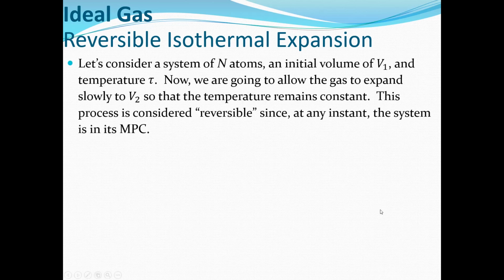All right. So we're going to talk about a reversible isothermal expansion. So let's consider a case where we have a gas or a system of n atoms. It starts with some initial volume at a temperature. Now we're going to allow it to expand, and we're going to allow it to expand in such a way that the temperature remains constant.